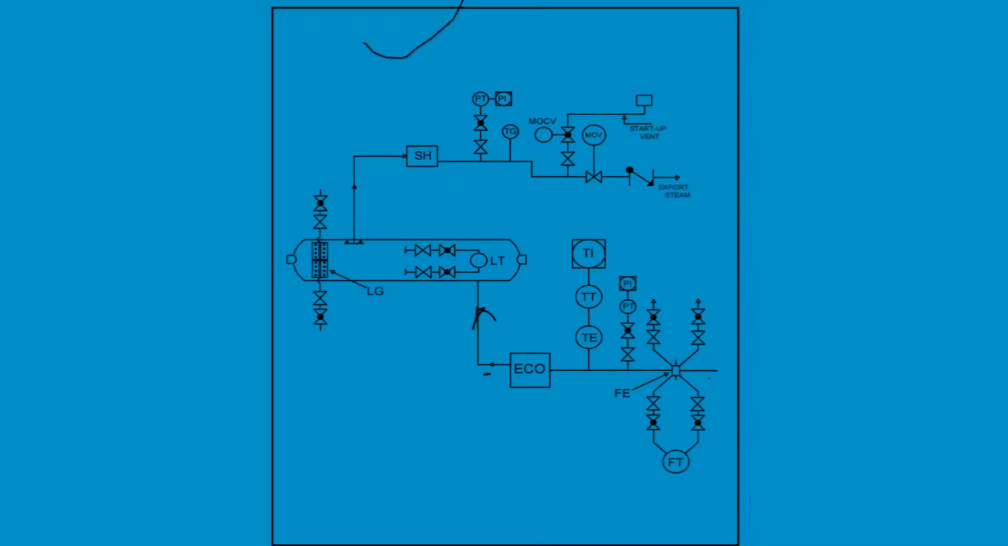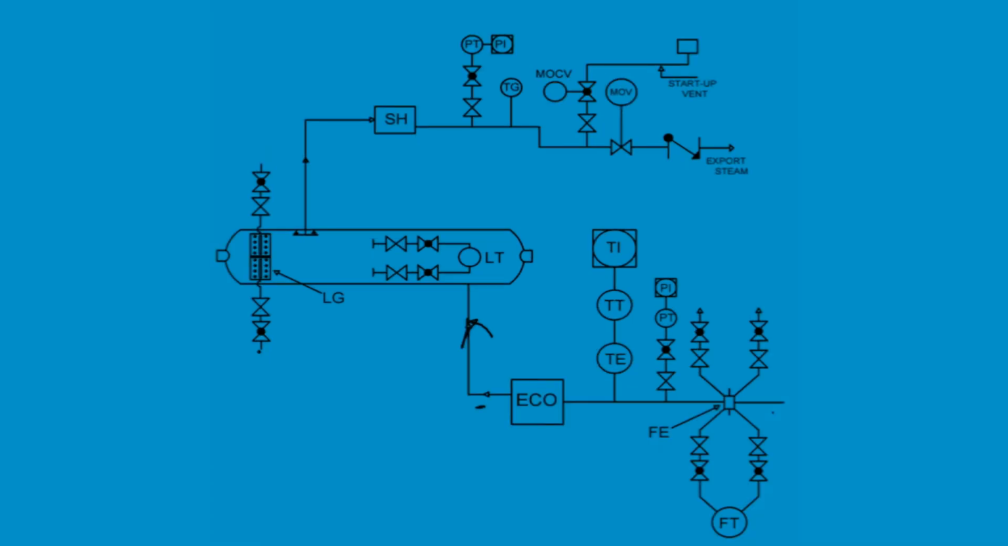P&ID. This is the valve. This is the drain of the level gauge. This is the instrument. How many instruments are erected? There is one FT, one LT. This symbol is the equipment, the boiler level transmitter.